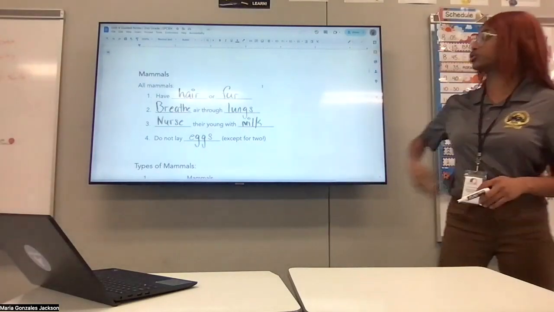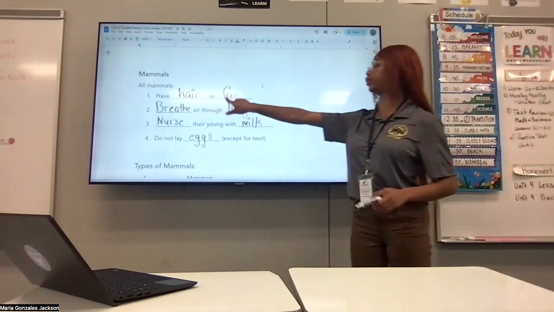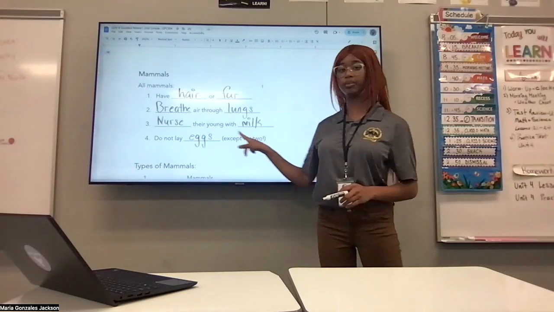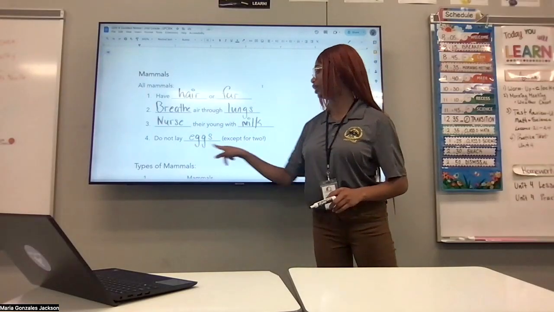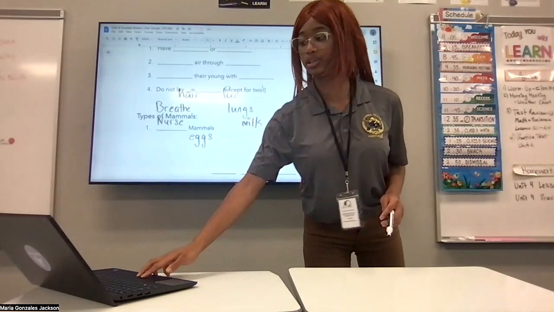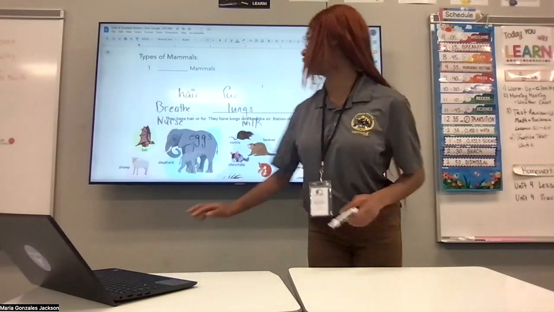So that's right. You should have all mammals have hair or fur. They breathe air through lungs. They nurse their young with milk. And they do not lay eggs except for 2. Now let's take a look at the different types of mammals.